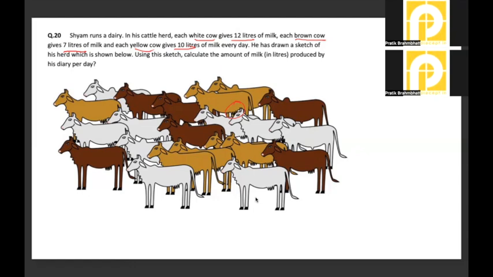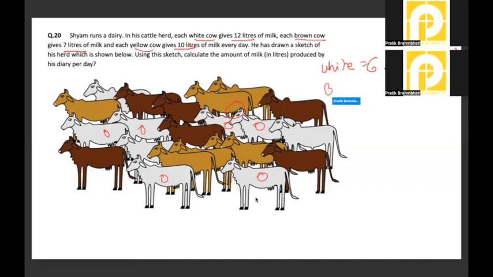So first we are going to count the number of white cows. The number of white cows is 1, 2, 3, 4, 5, 6. 6 white cows. One white cow gives 12 liters. So 6 into 12 is 72 liters of milk.